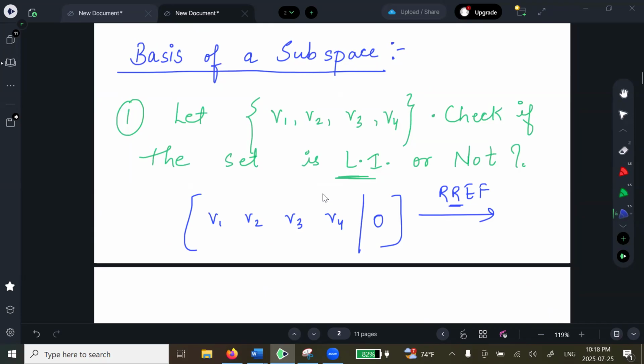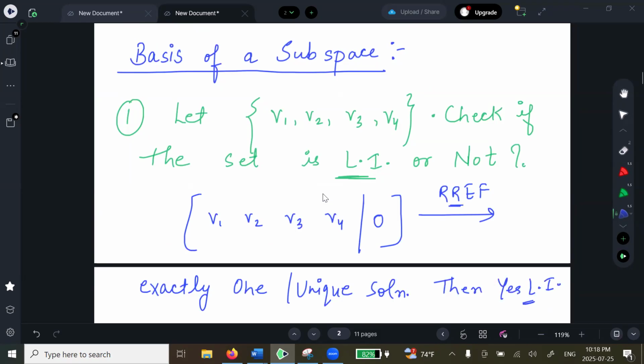And if I have exactly one solution, or you also call it a unique solution, then yes, they are linearly independent. That's the only thing you have to memorize. If you have exactly one unique solution for any given set of vectors, yes, they're linearly independent. If not, they're not. That's it. No confusion.